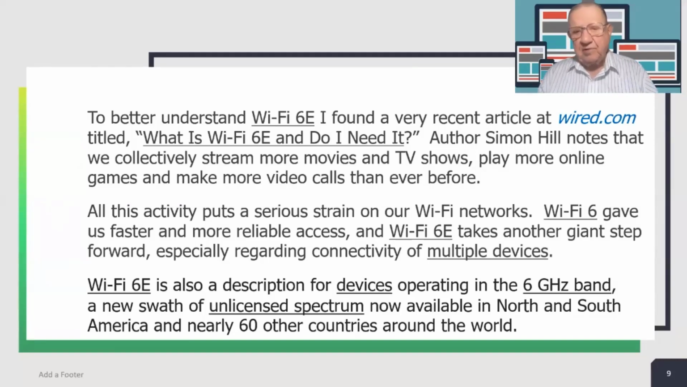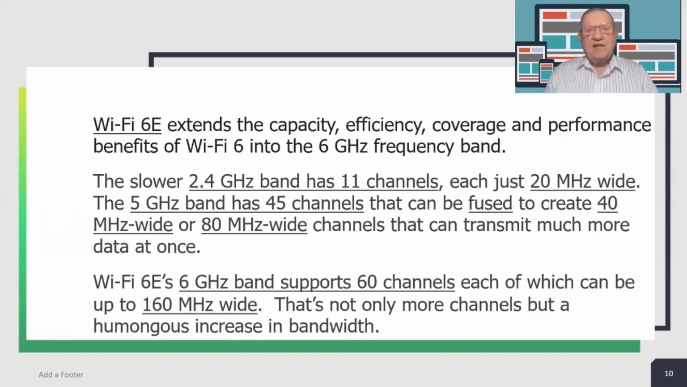Now, Wi-Fi 6 gave us faster and more reliable access, and Wi-Fi 6E takes another giant step forward, especially regarding connectivity of multiple devices. Wi-Fi 6E is also a description for devices operating in the 6 gigahertz band, which is a new swath of unlicensed spectrum that just became recently available. It's now available in North and South America and nearly 60 other countries around the world. So it's quite widely accepted. Wi-Fi 6E extends the capacity, efficiency, coverage, and performance benefits of Wi-Fi 6 into the 6 gigahertz frequency band.